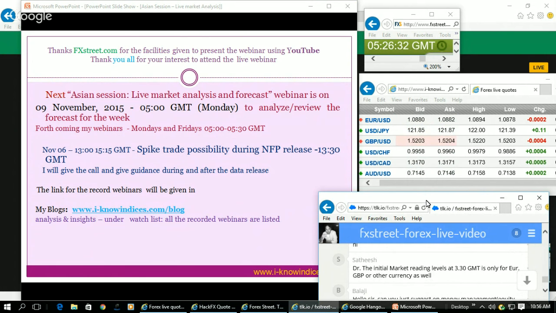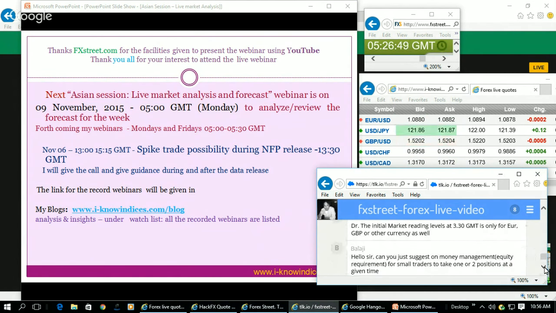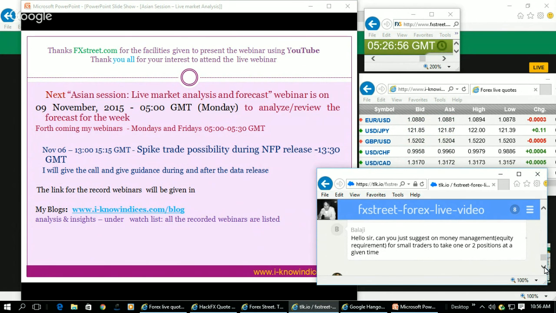And Satish has got a question: the initial market reading levels at 3:30 GMT, is that only for the Euro GBP or other currencies as well? So all the 6 pairs, the 4 majors and 2 commodity pairs, the initial lows and the highs are to be noted down, and they are to be compared during the day, during different sessions of the day, to understand what sort of moves they are doing.